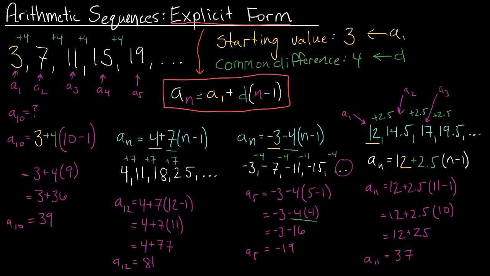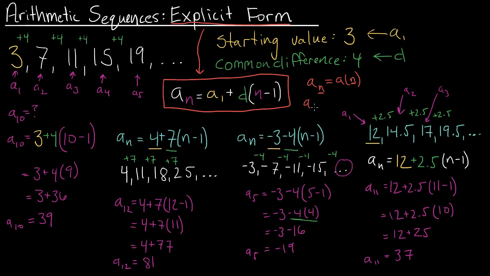One final thing that I want to point out here, which I will do in red, is that sometimes instead of seeing a sub n, you will see a of n written in function notation like this. These mean the same thing. This is the nth number in the sequence. This is the nth number in the sequence. They mean the same thing.